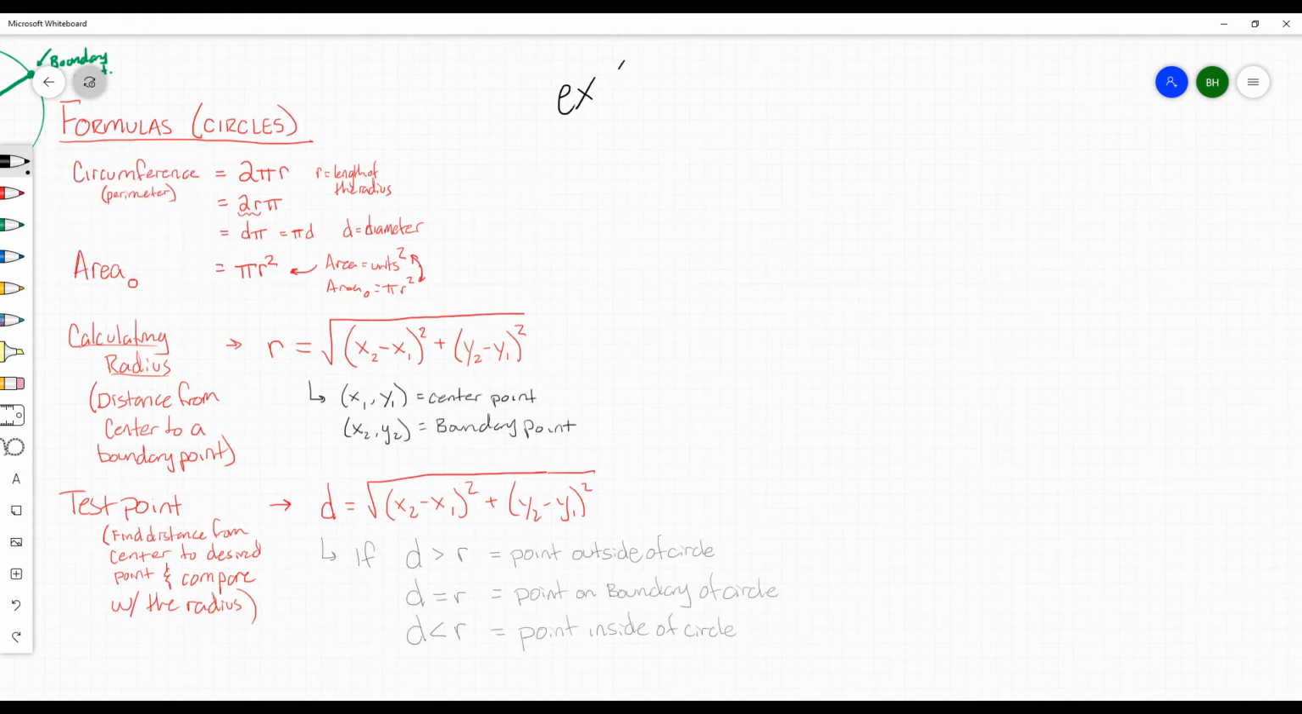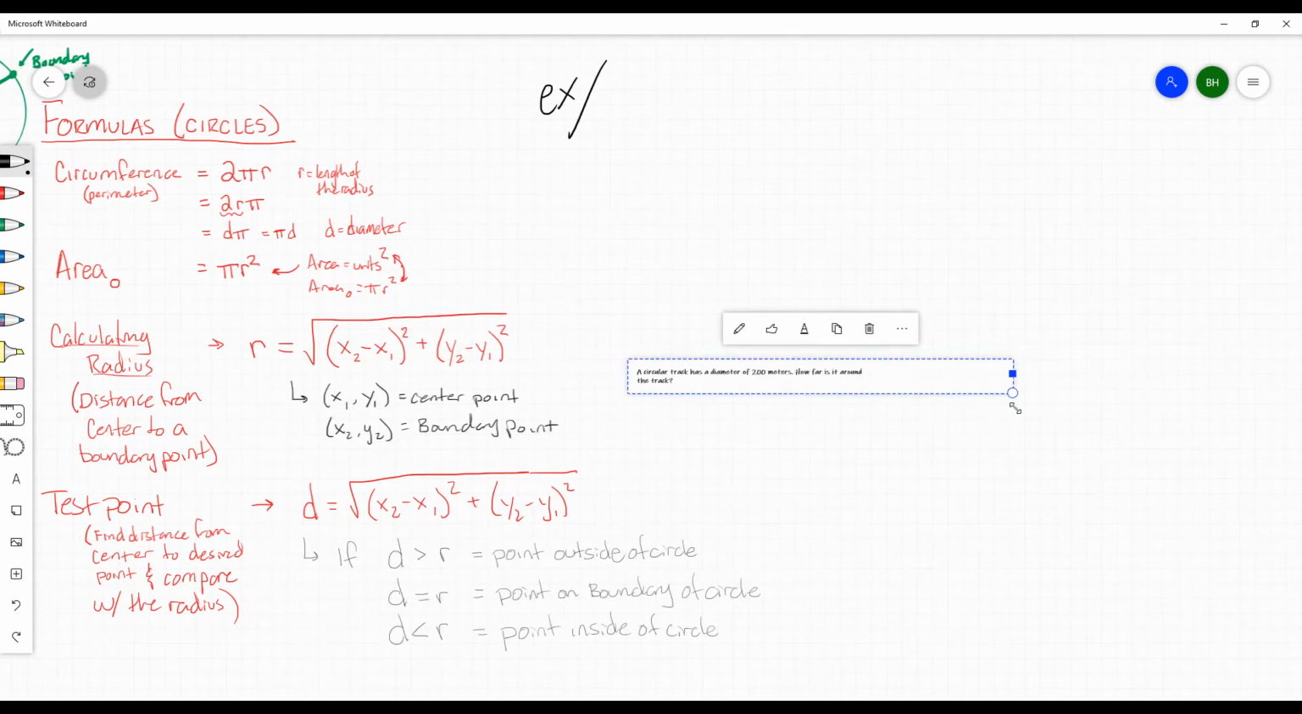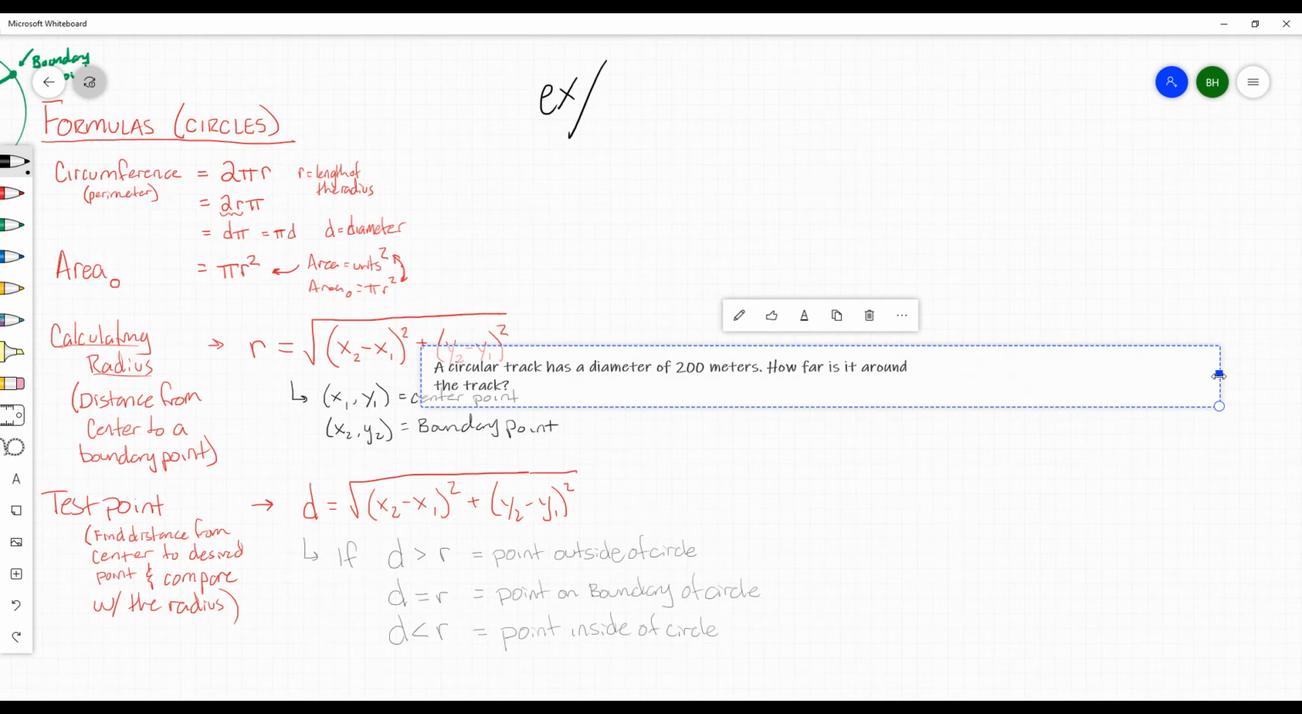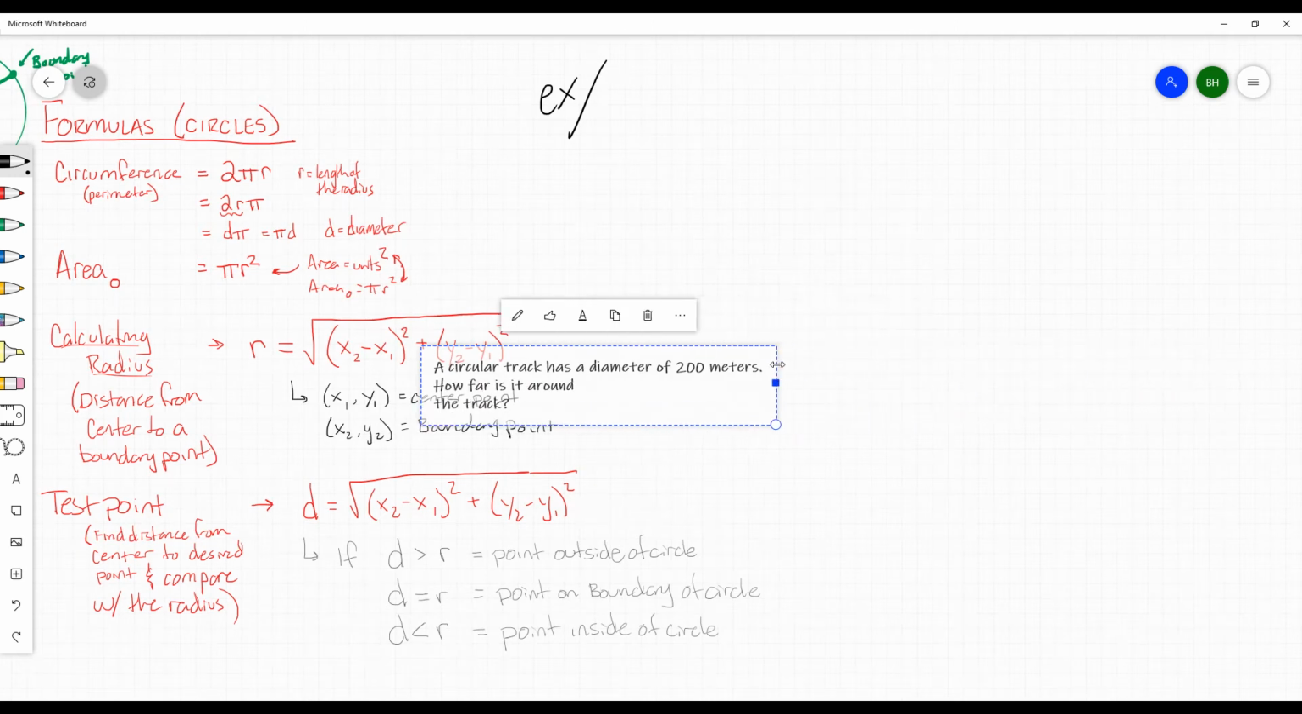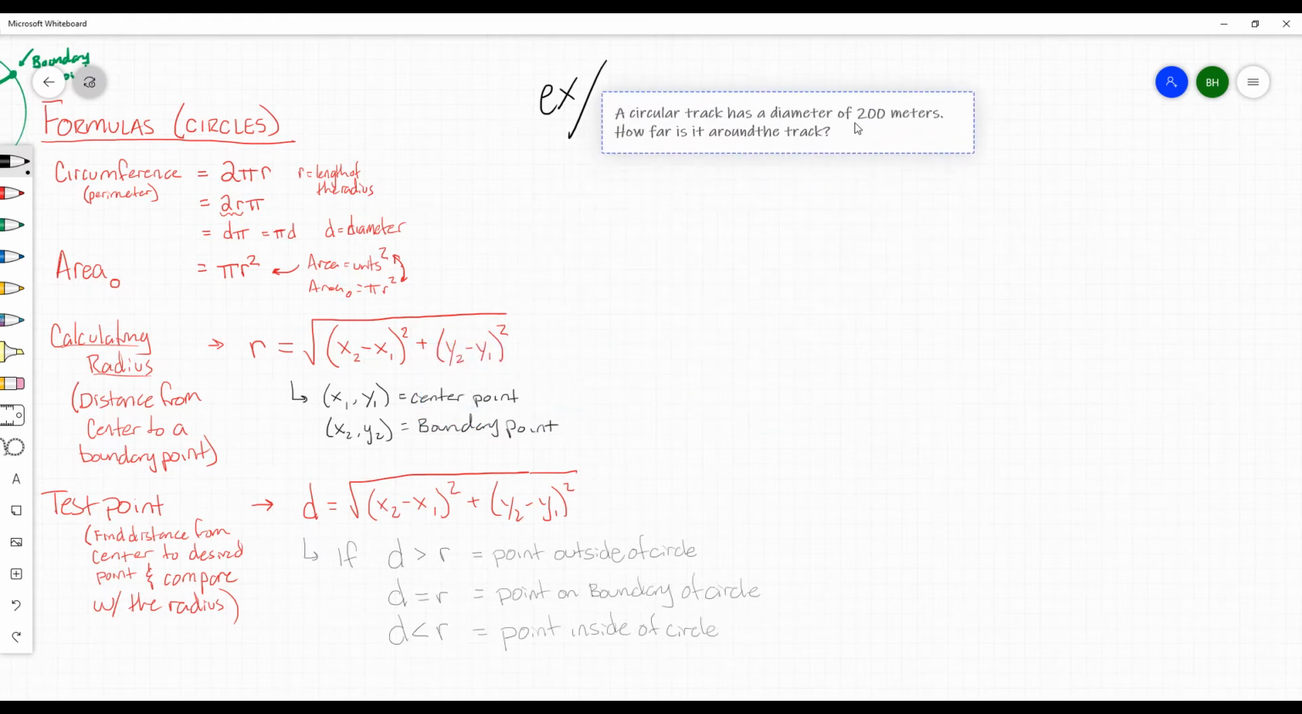So the example that we're going to be looking at is fairly simple. It's just a sentence and a question. A circular track has a diameter of 200 meters. How far is it around the track?